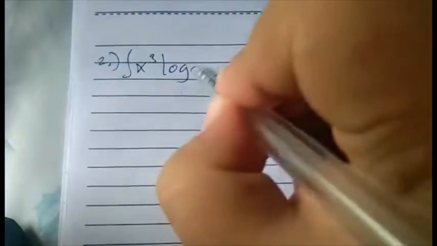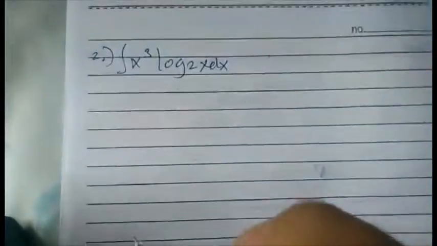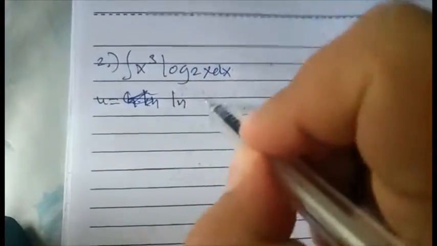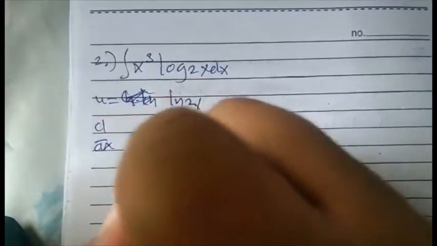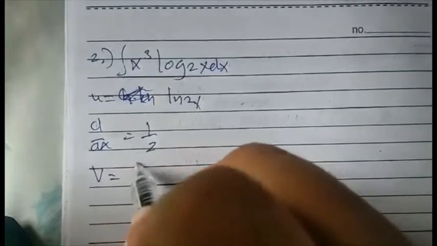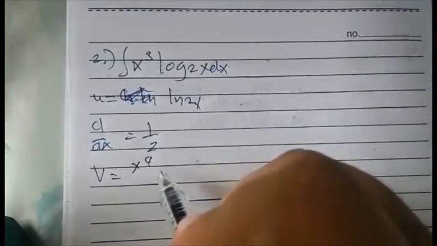And example number 2 is the integral of x cubed ln of 2x dx. Then we get our u equals ln 2x, du over dx equals 1/2, and v equals x to the fourth over 4.